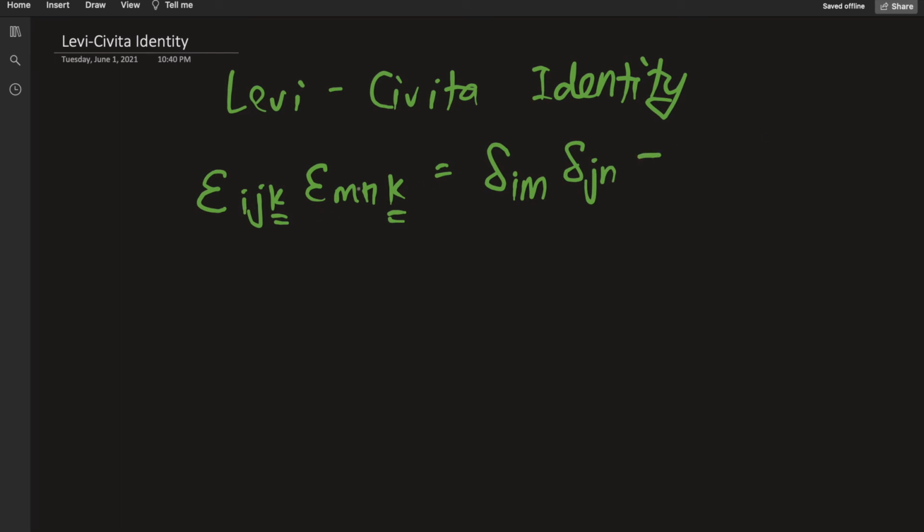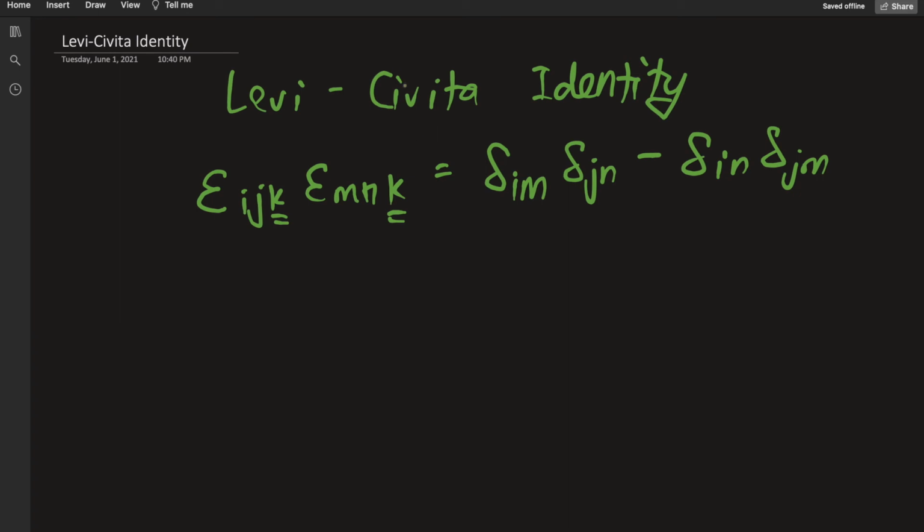minus, now take the first index of the first Levi-Civita and the second index of the second Levi-Civita. So you get delta in times delta. Now do it for jm. And this is only true when you have the same third index for both the Levi-Civitas. This is the Levi-Civita identity.